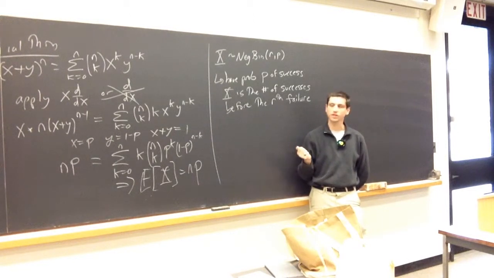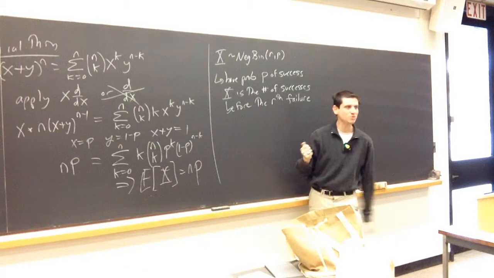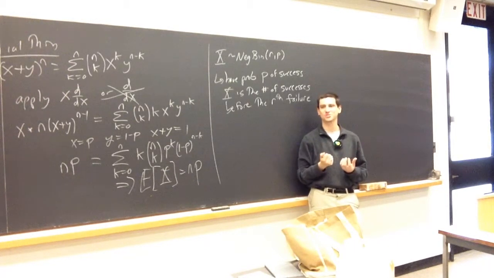Do you think eventually you will get r failures? What is the only way you will never get r failures? If the probability of success is 0. No, other way around. If the probability of success is 0, it's very easy to get r failures. Right? How long will it take to get r failures in that special case? r tries. So in the case when p equals 0, this is not a very interesting distribution.